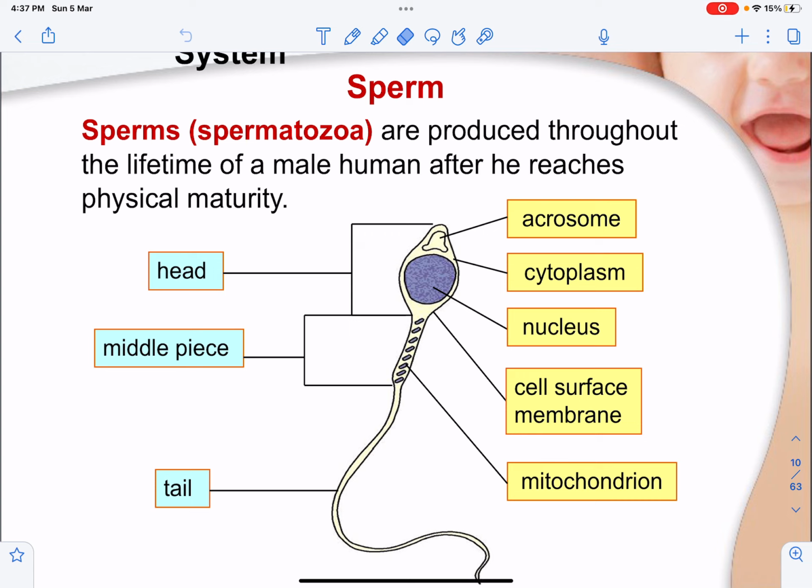Now comes the female reproductive system. For the female reproductive system, it contains these few portions. You have the oviduct, the ovary, the uterus, the uterine lining, the cervix, the vagina, and the vulva. So all these are parts of the female reproductive system which require you to label. So you must be very familiar with the frontal view and the side view.